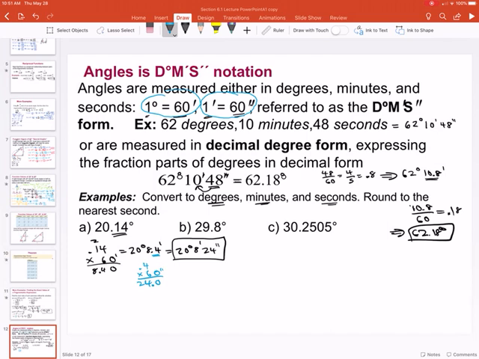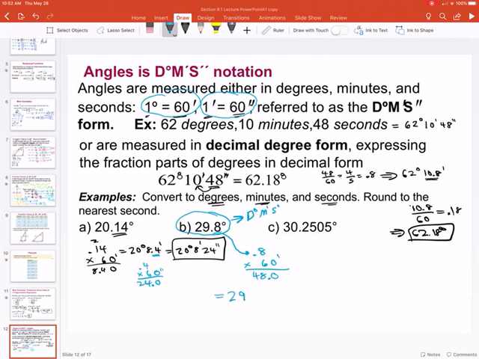Let's take example B. So let's convert 29.8 degrees over to degrees, minutes, and seconds. Well, let's go ahead and get rid of the decimal. So we got 0.8. So as we convert, again, we know there's 60 minutes in a degree, so we'll multiply 0.8 times 60. And as we do that, we get what? 48.0. And that's, again, everything we need to convert with.